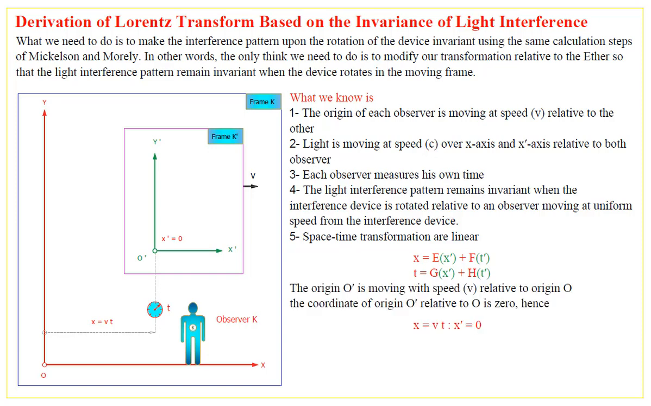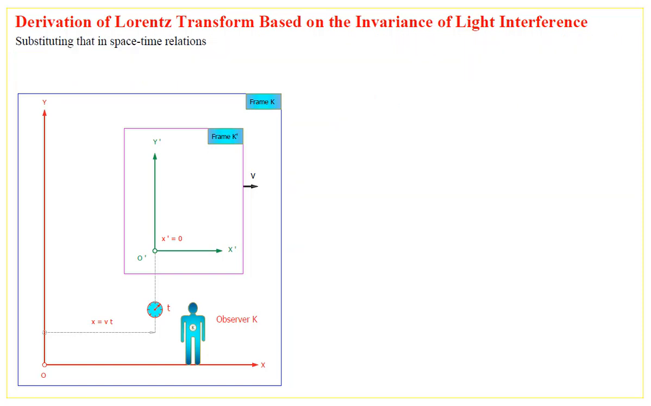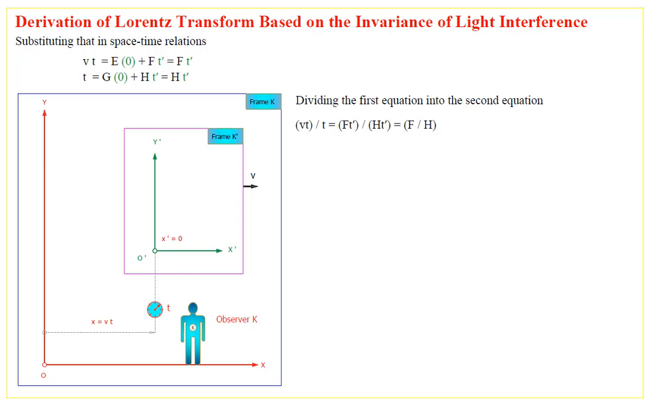The origin O' is moving with speed v relative to origin O, and the coordinate of origin O' relative to O is 0. Substituting that in space-time relations. Dividing the first equation into the second equation.